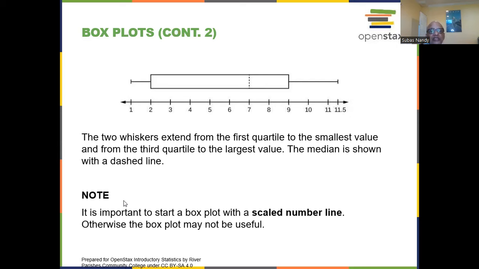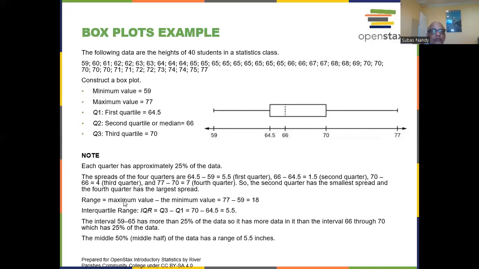The two whiskers extend from the first quartile to the smallest value and from the third quartile to the largest value. The median is shown by a dashed line. It is important to start a box plot with a scale number line. Otherwise, the box plot may not be useful.